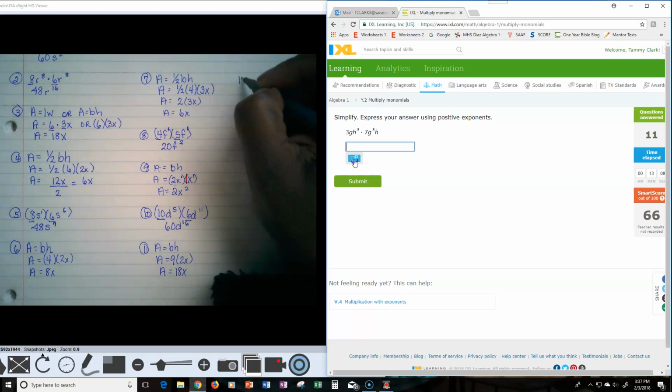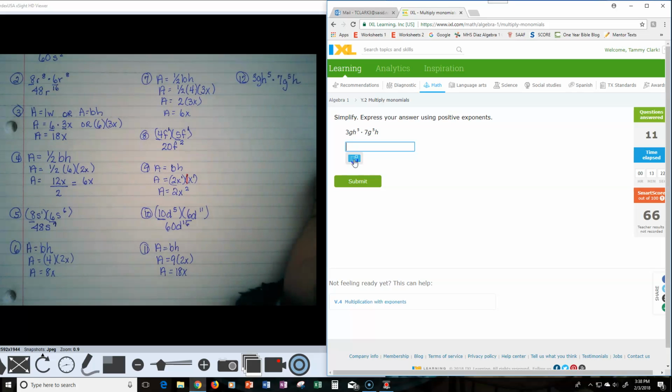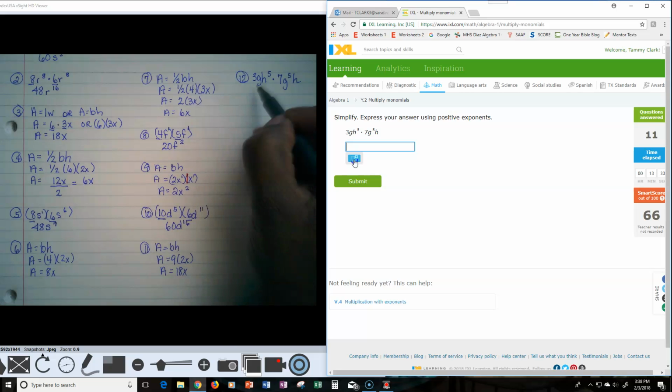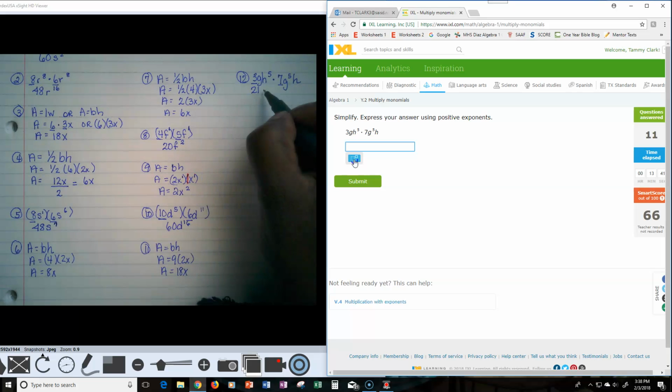Number 12, we have 3gh to the 5th power times 7g to the 5th power multiplied by h. Guys, we're going to treat this the same way. You were so successful in doing this, and you probably were doing it faster in your head than I was writing it down. We don't want to change our process. Our process is multiply the coefficients. So 3 times 7 is 21. Then I'm not going to expand it. I'm just going to write the like bases together.